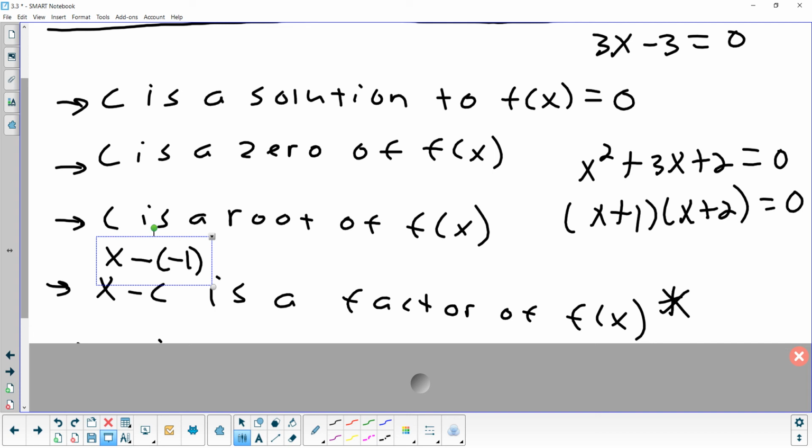Yeah. -1 is a root. X minus it has to be a factor. -2 is a root. So that means x minus -2 is a factor. And what does that mean graphically? If something is a root, that's where the graph does what? Yeah? And then it's 0.